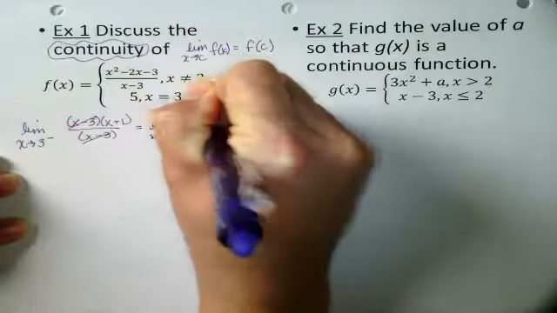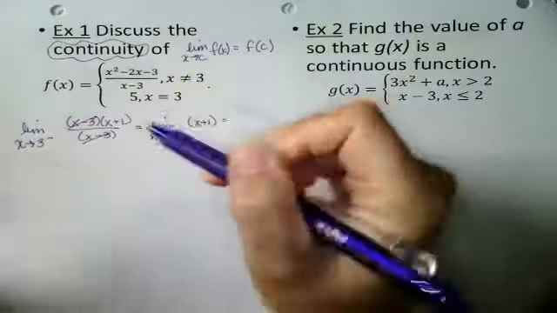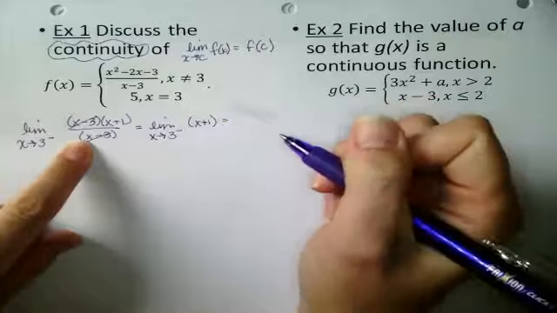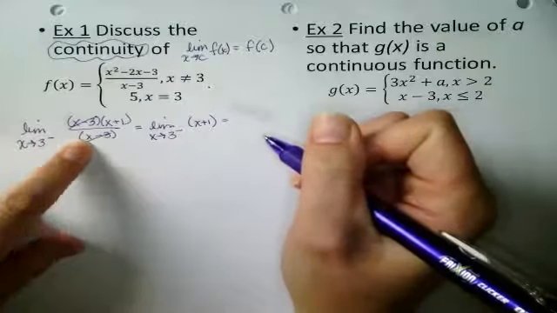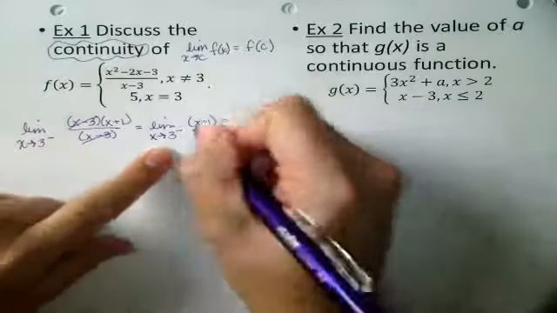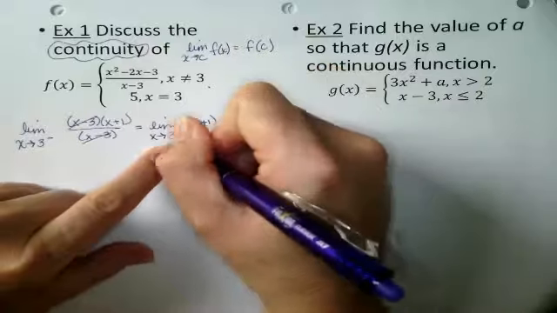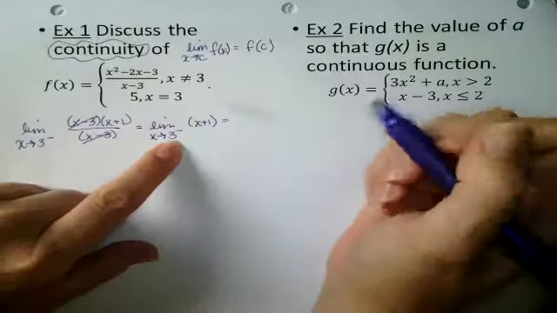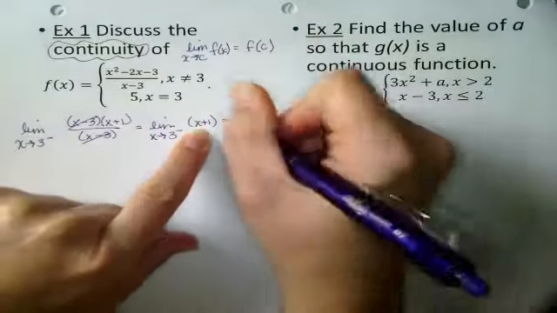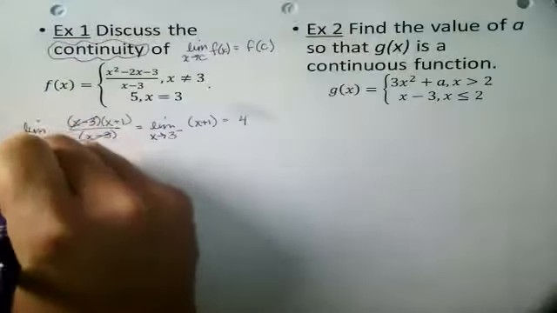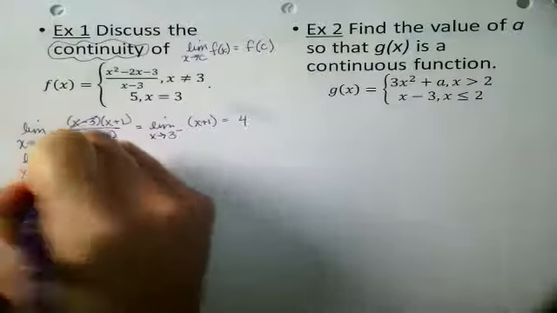Of x plus 1. And now I couldn't plug in directly before because it would have been undefined. But now that we've simplified our function, now I actually can plug in. And this limit, as we get really close to 3 from the left-hand side, we get to plug that in and we get 4.